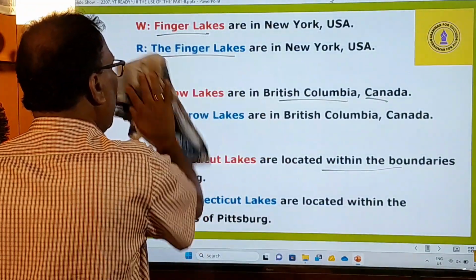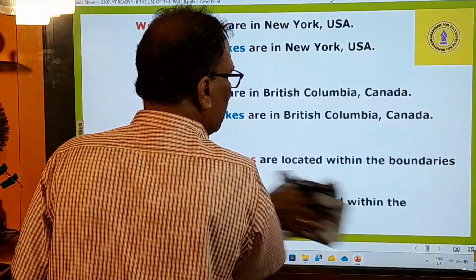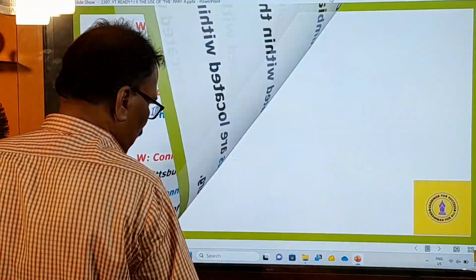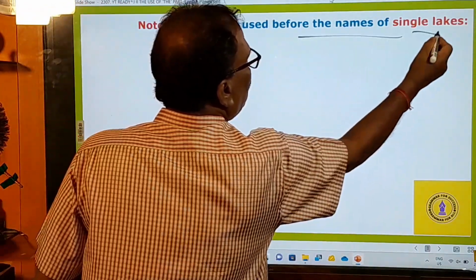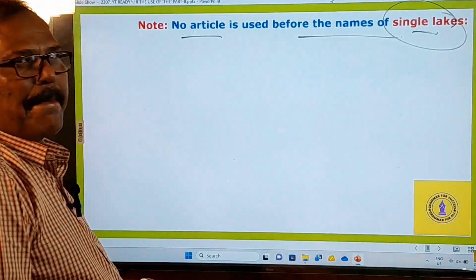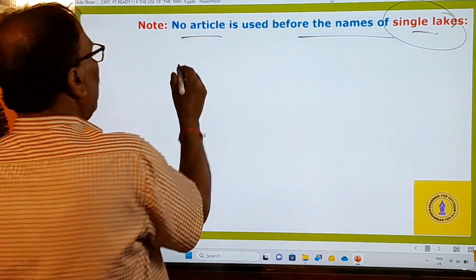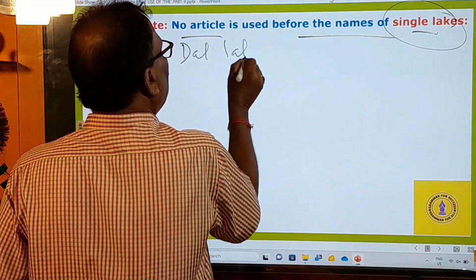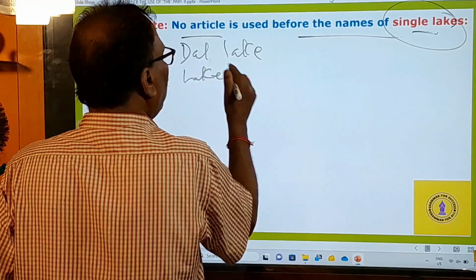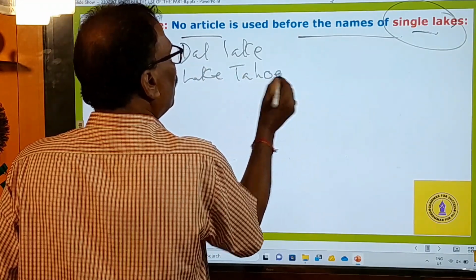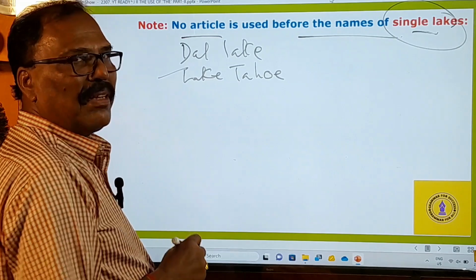But before the names of single lakes, you should not use any article. That point I'm going to teach you now. No article is used before the names of single lakes. For example, in India, in Kashmir, there is Dal Lake. Is that a single lake? Lake Tahoe. In the Nevada mountains, you can find Lake Tahoe. It's a beautiful lake.